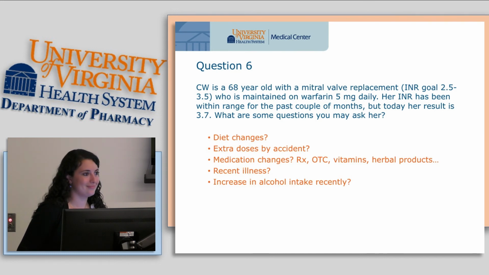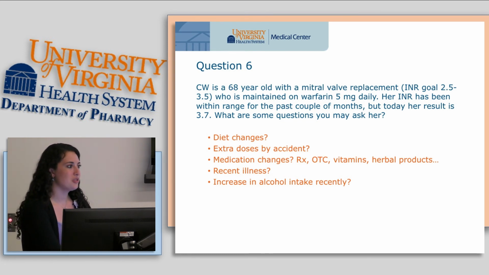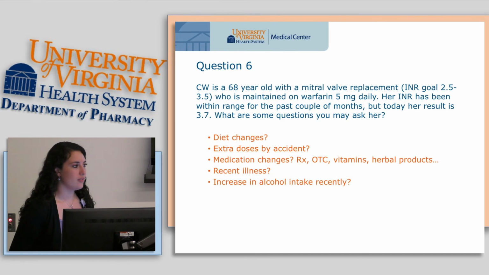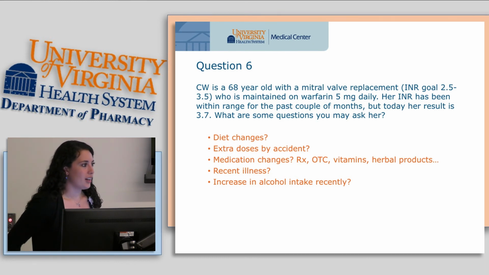Any transient factors, diet changes, and doses, and medications? Yeah, perfect. So diet changes, if they've taken extra doses by accident, going through the list of over-the-counter, prescription, vitamins or herbals. Recent illnesses is something that is often forgotten when we're thinking about transient factors, or any increase in alcohol intake.